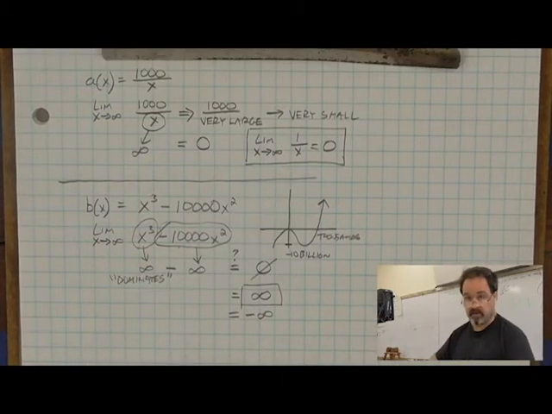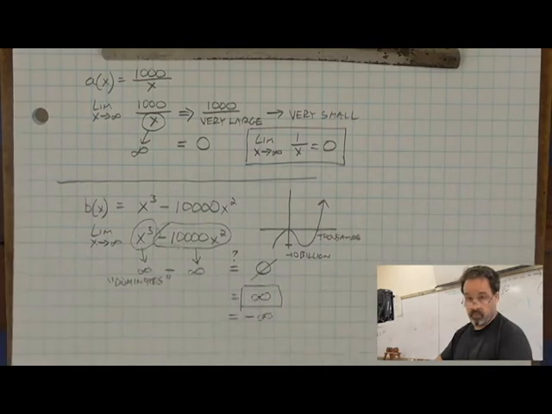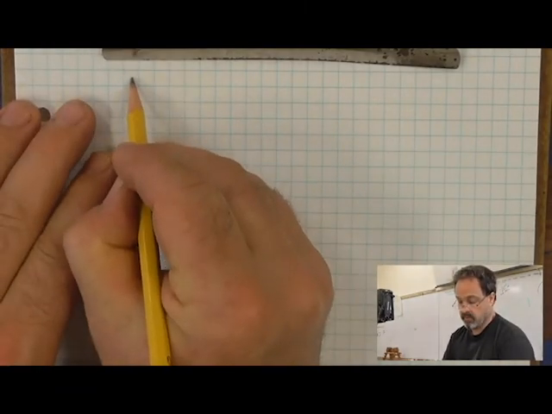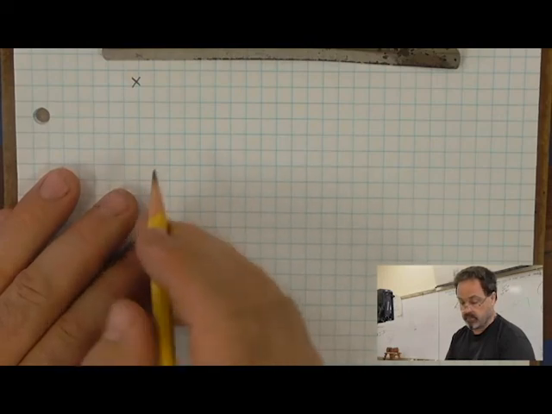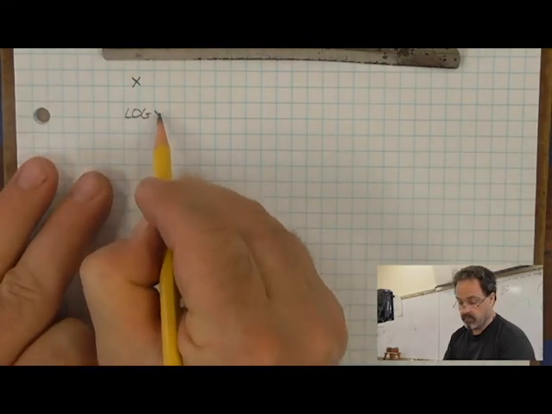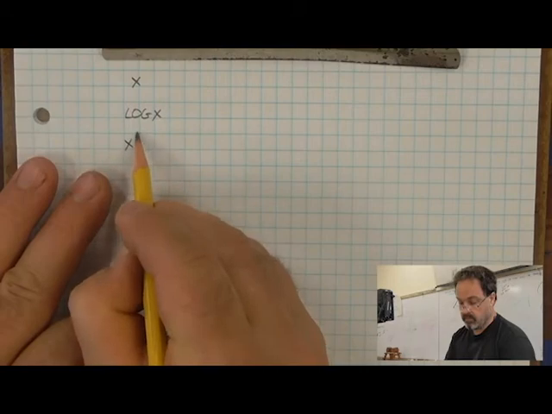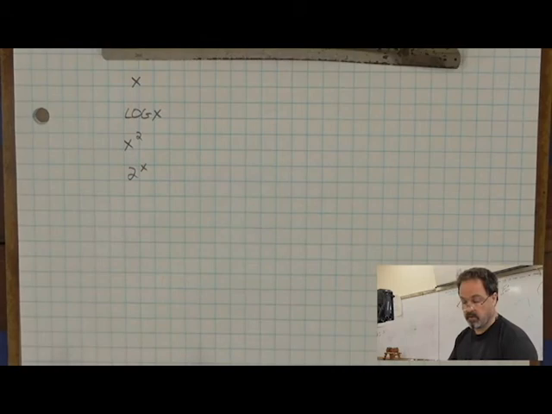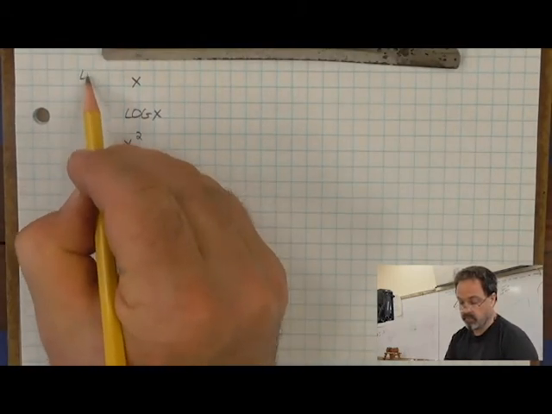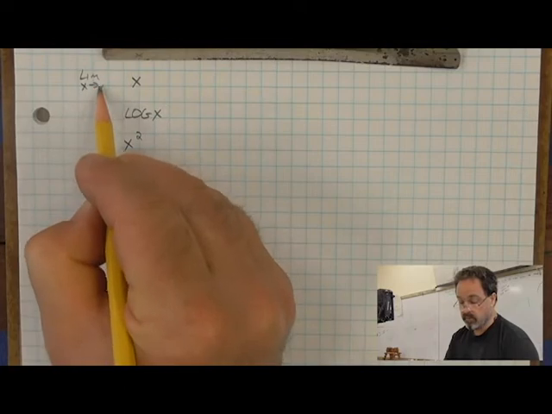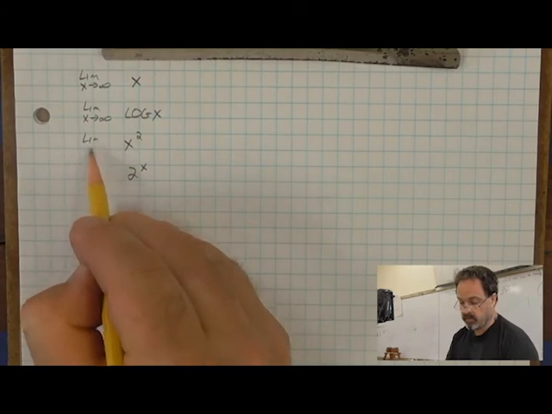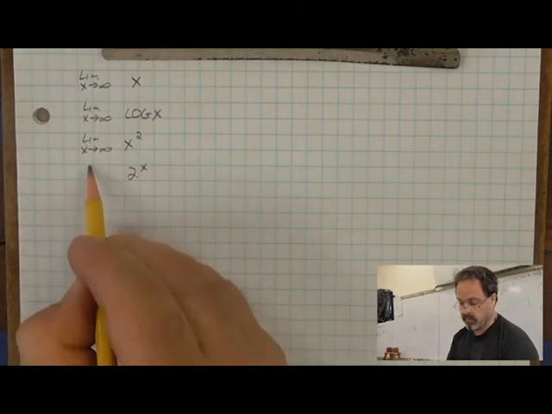Let's talk a little bit more about this idea of dominance and growth. We have parent functions that we've studied. I'm going to remind you of parent line, log, quadratic, exponential. And each of these we could consider growing as x approaches infinity. And we can make the limit statement of each.